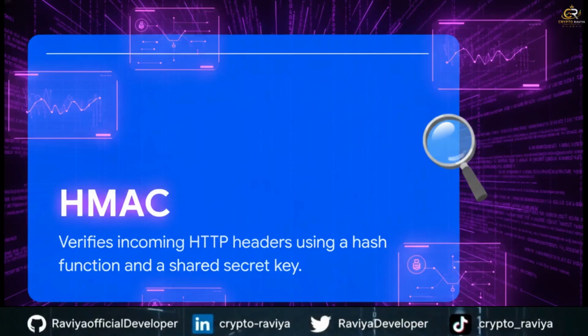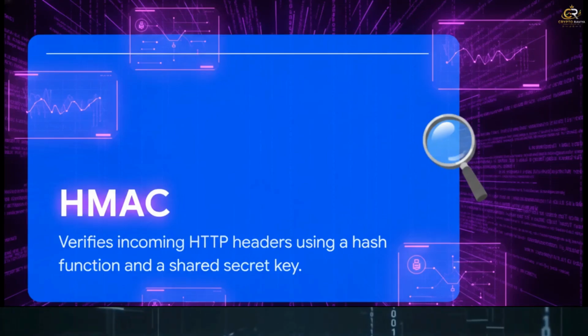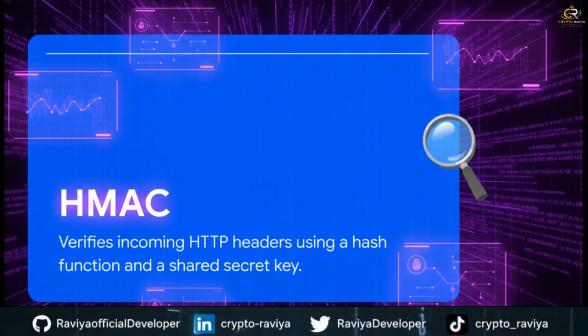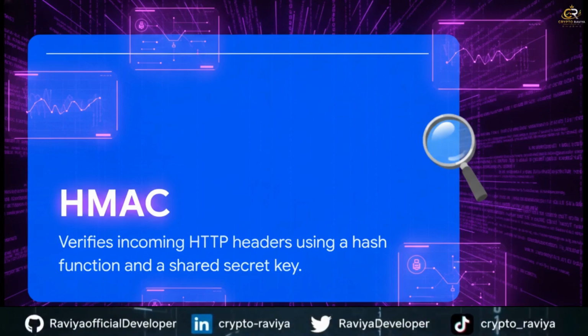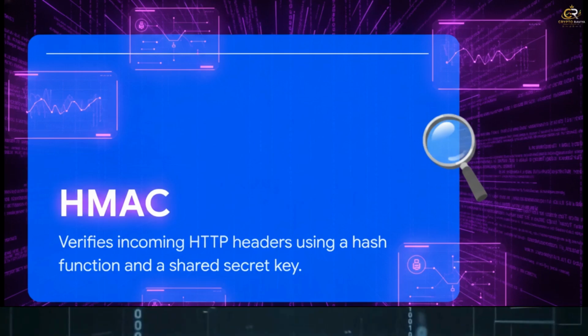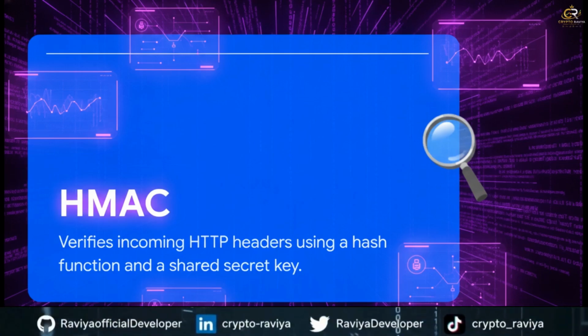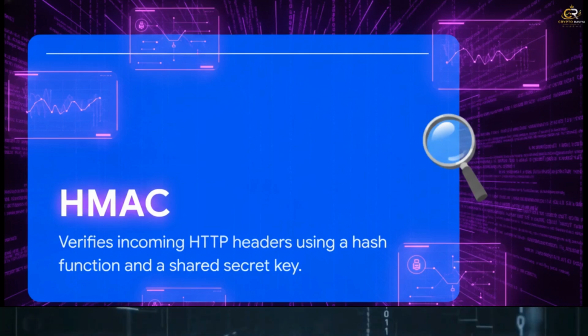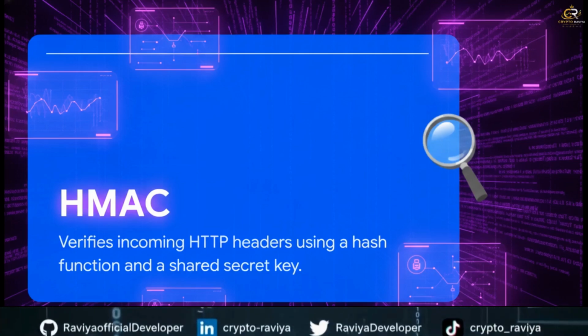Well, that brings us to HMAC, or hash-based message authentication code. It is an absolutely essential cryptographic handshake. Here's how it works. When a legitimate provider sends a webhook, they take the raw payload data and a secret key, a key that only the two of you share, and they run it all through a cryptographic hash function, typically something like SHA-256.